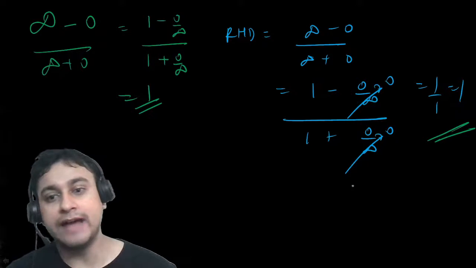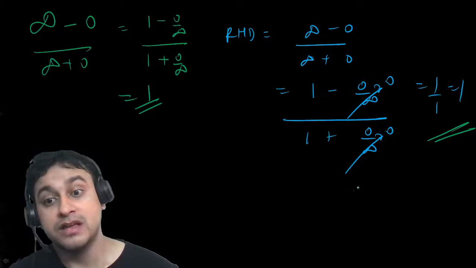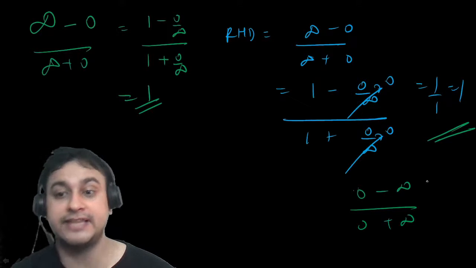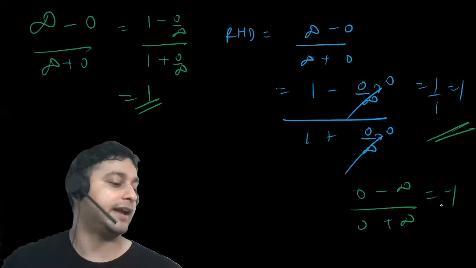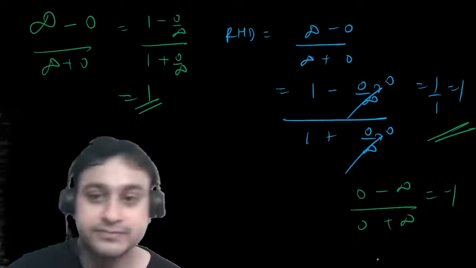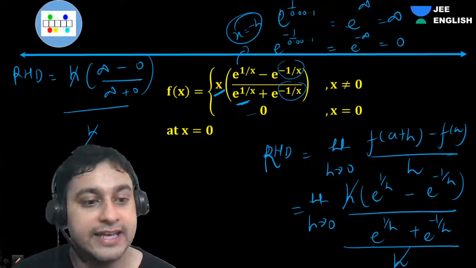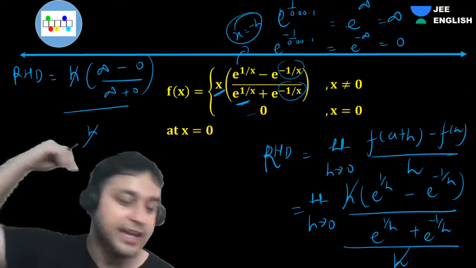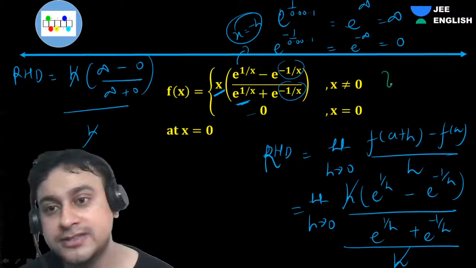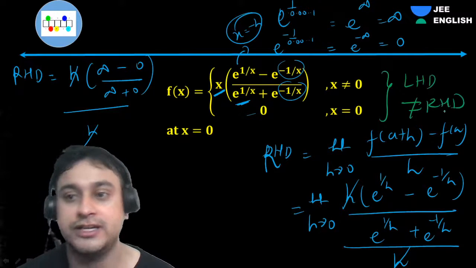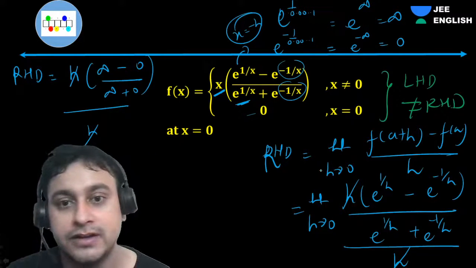But when I have got, let's suppose, 0 minus infinity upon 0 plus infinity, this thing will change. This will become minus 1. Clear, everyone? Understood? So that is why this function over here is not differentiable. If you understood this, most of the concepts are cleared, guys. So LHD is not equal to RHD. Got it, everyone? Okay. Chalo, guys.